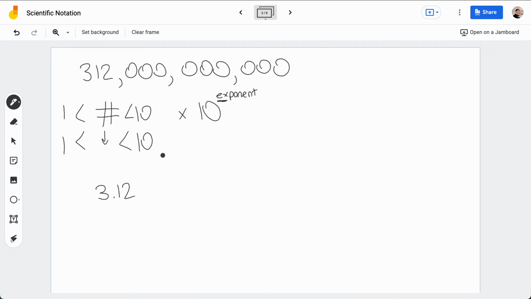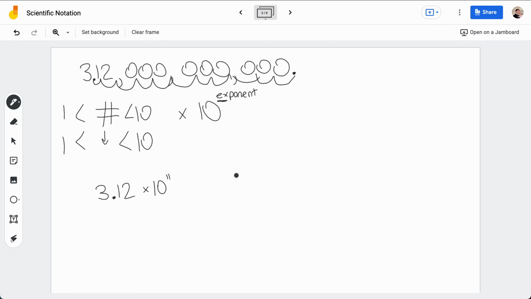So I can take 3.12, a number between 1 and 10, and ask how many times I have to multiply this number by 10 to get this number up here. And you just count, right? If I move the decimal over, I multiply by 10 once, I get 31. Twice, I get 312. Three times, I get 3,120. 4, 5, 6, 7, 8, 9, 10, 11. So this number is 3.12 times 10 to the 11th power.